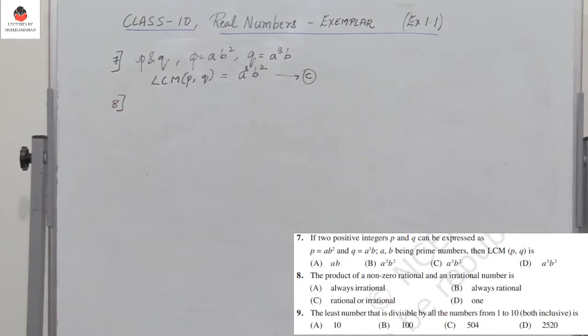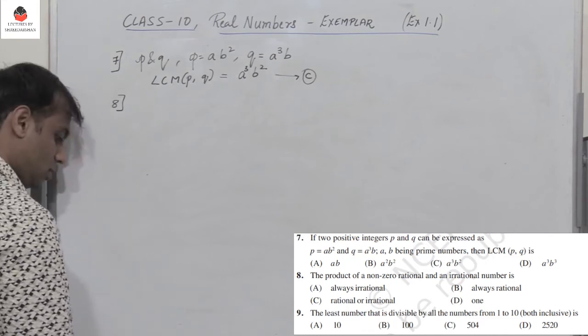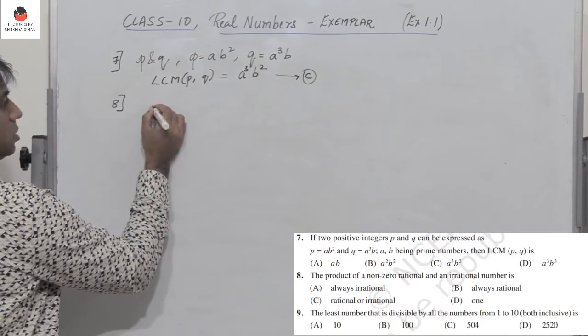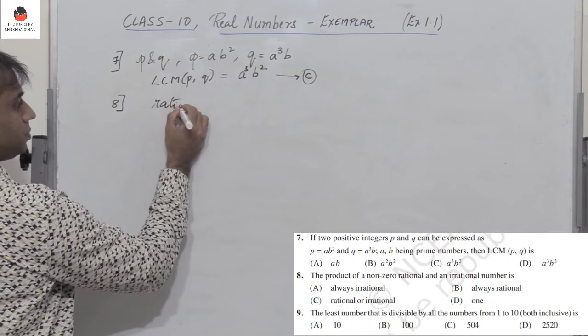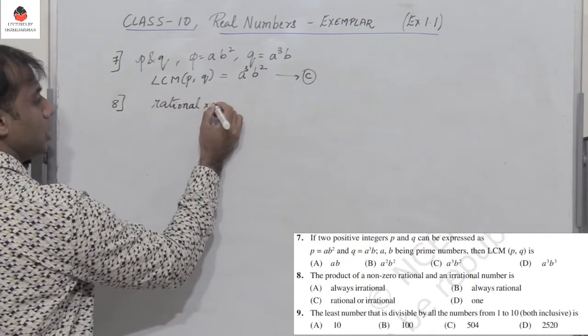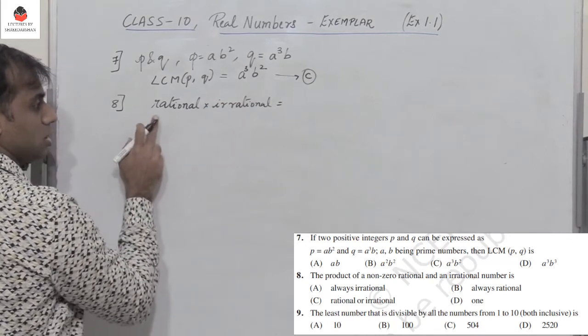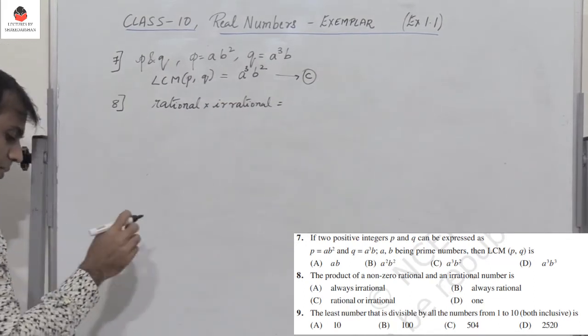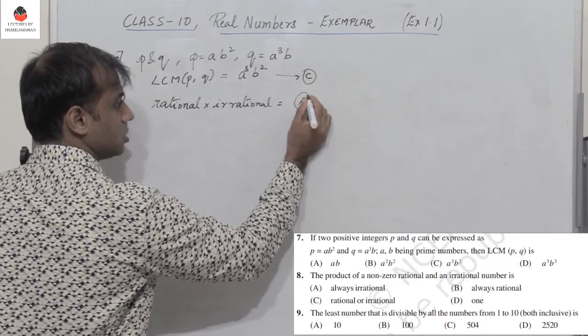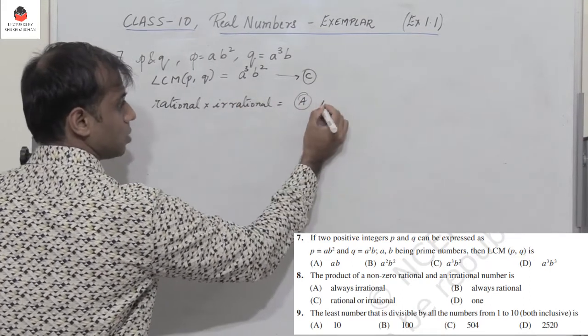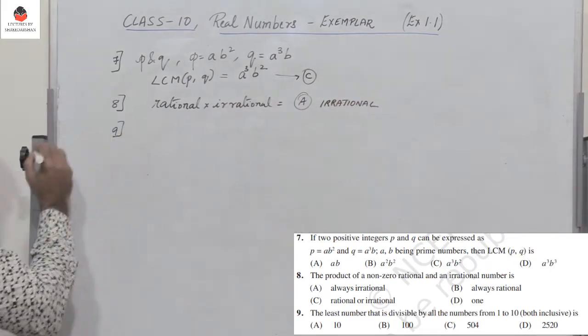Eighth one. The product of a non-zero rational and an irrational number is, so you have a non-zero rational number multiplied by an irrational number. A non-zero rational number times an irrational number is always irrational. So the option is A. So it is always irrational.